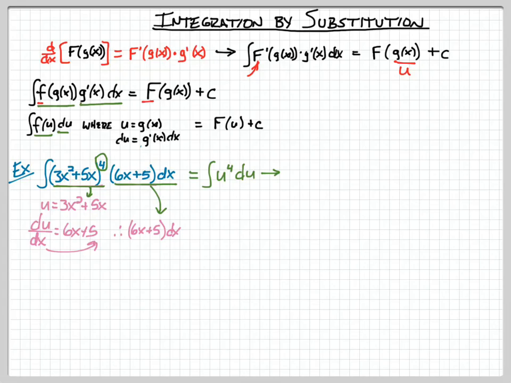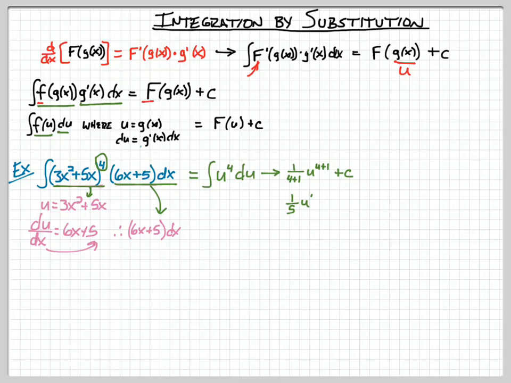So we are going to integrate this. We're going to use our basic power rule for integration. And that says 1 over 4 plus 1. So we take our n, whatever the power is of u, we add 1 to it, and we multiply that by u to the 4 plus 1, and we add our c in here.